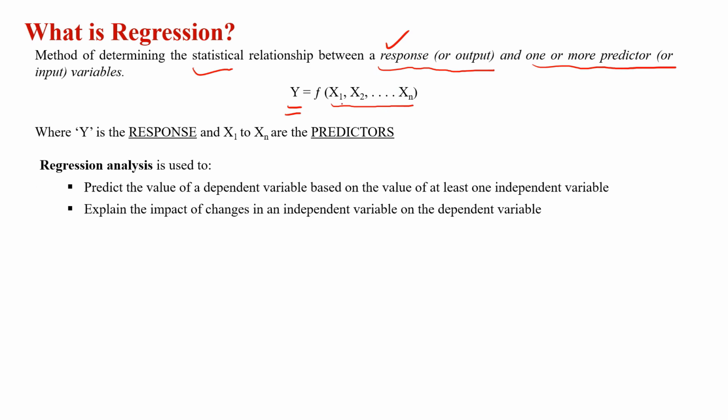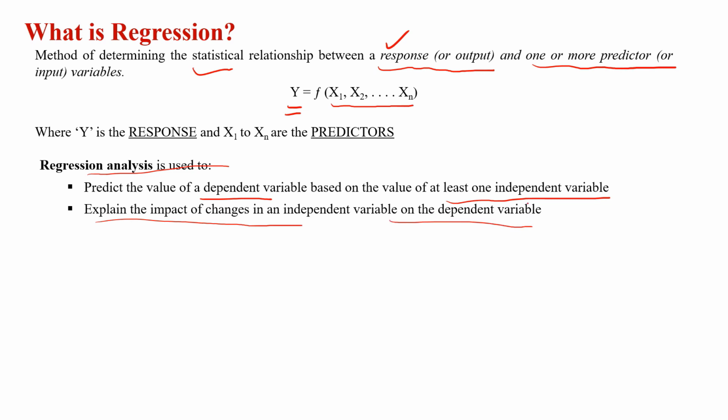So this regression analysis we can use to predict the dependent variable based on at least one independent variable. It might be possible we have one independent variable or more than one. Based on those independent variables, we can predict how much change will occur in the dependent variable. Similarly, we can explain the impact of changes in the independent variable on the dependent variable.